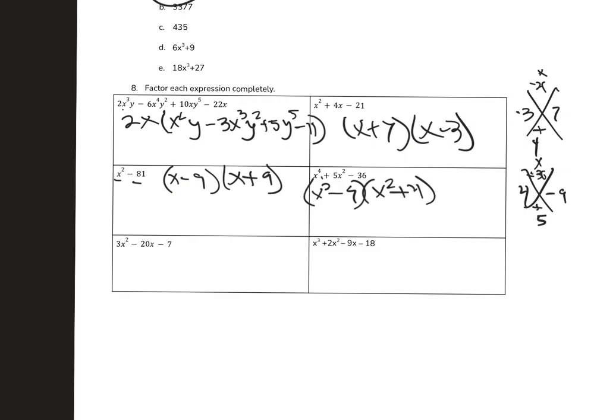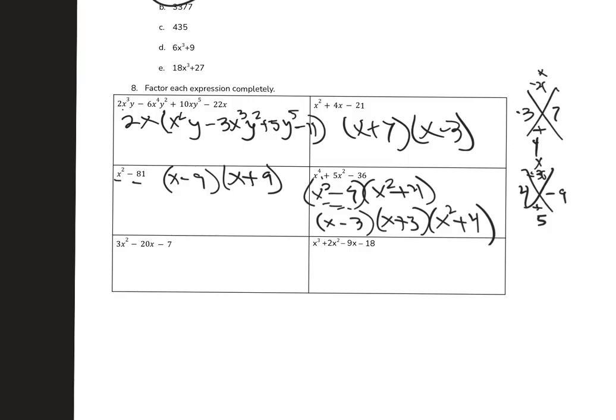And again, we have a difference of perfect squares, so we can keep factoring. So we have x minus 3 times x plus 3 times x squared plus 4. And now that's fully factored. There's nothing we can do with the x squared plus 4.